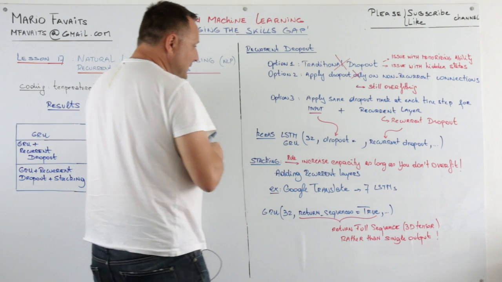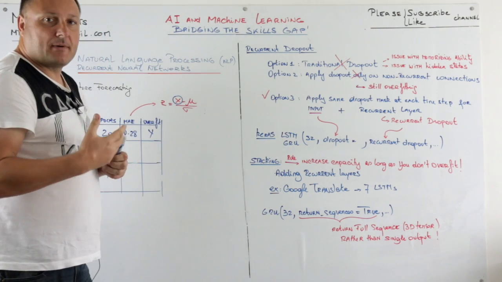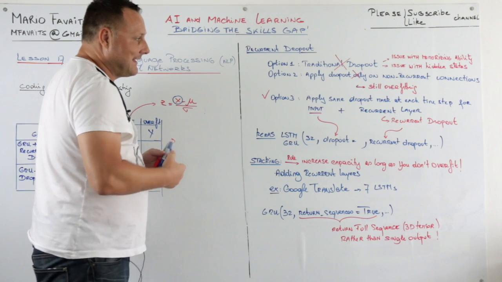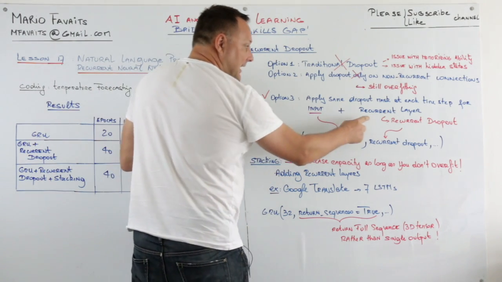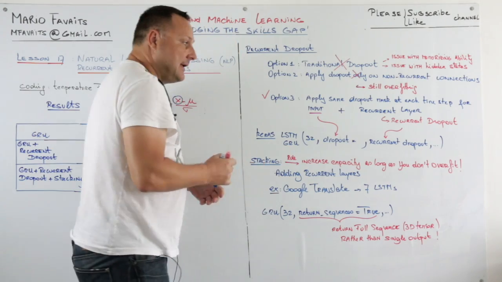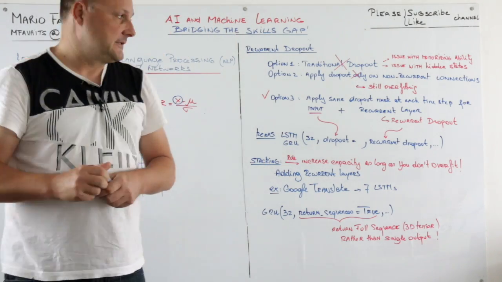So option 3 is the correct option, and that means that you're gonna apply the same dropout mask at each time step for the input and for the recurrent layer. And that is where the name recurrent dropout comes from.